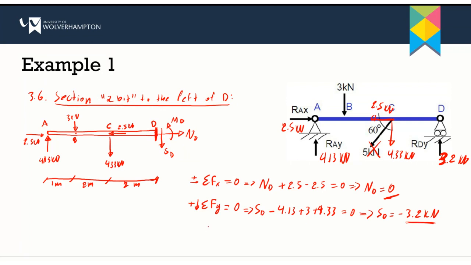and the sum of moments about point D has to be equal to zero, so MD minus 4.13, but now the distance is the whole distance between A and D, so times 5 meters, plus 3 kilonewtons times the distance between B and D, which is 4 meters, plus 4.33 times the distance between C and D, which is 2 meters, has to be equal to 0. So if I solve for MD, I will see that this is 0.